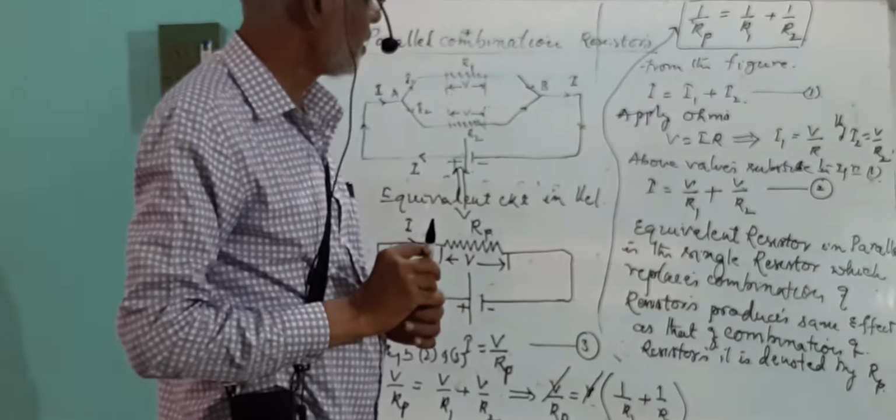Now on comparing equations 2 and 3, you will get this type of expression. On rearranging all those things, the V cancels. Finally, we get 1 upon Rp, which is equal to the sum of the reciprocals of the individual resistances. Let me put the same thing once again, carefully: the reciprocal of the equivalent resistance in a parallel combination is equal to the sum of the reciprocals of the individual resistances.